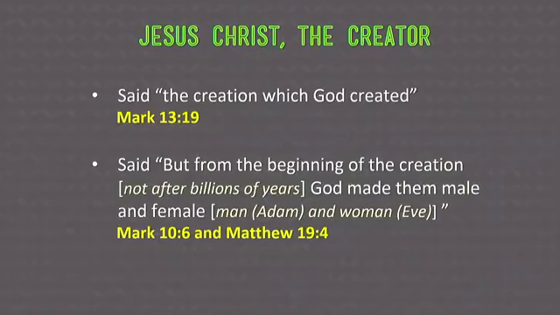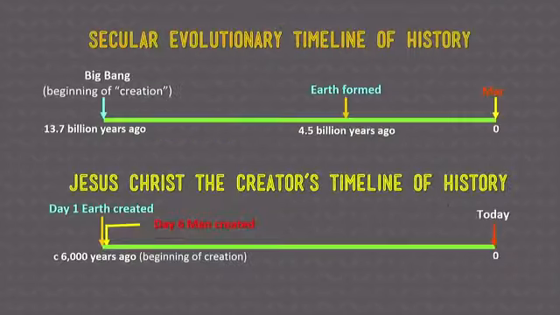You see, Jesus said, as I mentioned last night, he spoke about the creation which God created, and he said from the beginning of the creation, not after billions of years, God made male and female. And so the evolutionary time frame from the secular viewpoint has the earth coming 4.5 billion years, man coming only in the last million years. And Jesus said, no, from the beginning of creation. The earth was created on day one, man on day 6, 5 days later. That's back at the beginning. Radically different time scale. You cannot reconcile those two.